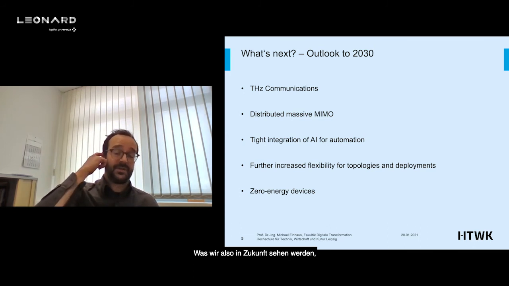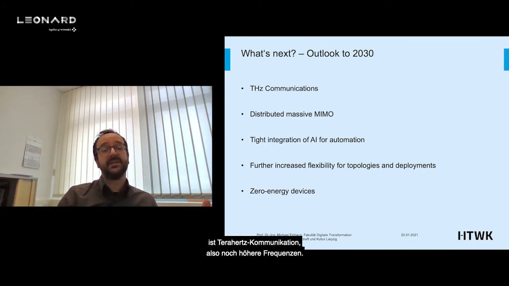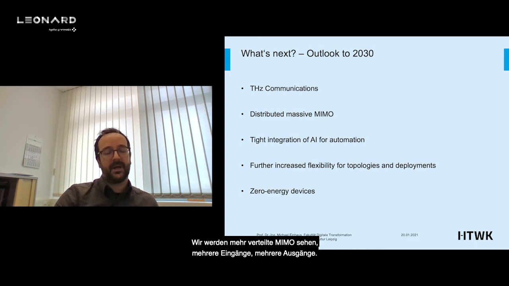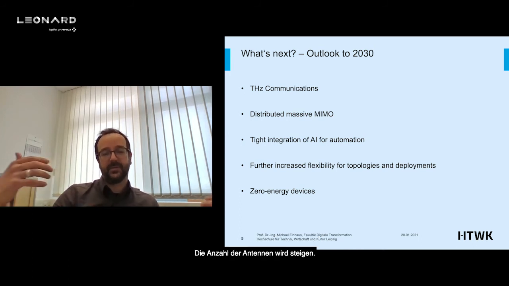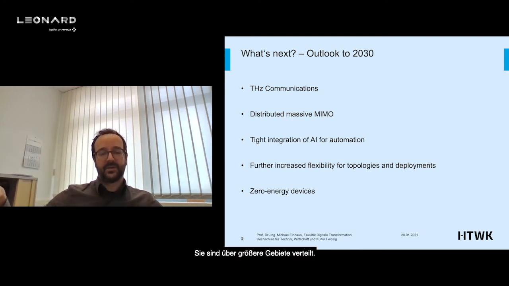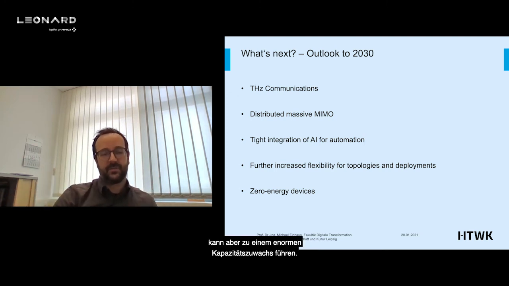So what we will see in the future is terahertz communications, so basically even higher frequencies. We have more bandwidth, higher capacity, shorter range. And so the system becomes even more diverse in the future. We will see more distributed MIMO. MIMO means multiple input, multiple outputs. So you increase the number of antennas. They are distributed over areas. They operate together. Again, this puts a lot of pressure on the optimization and adaptation, but can achieve huge capacity gains and also reliability gains. The more antennas you use for serving the user, the more robust the system becomes.